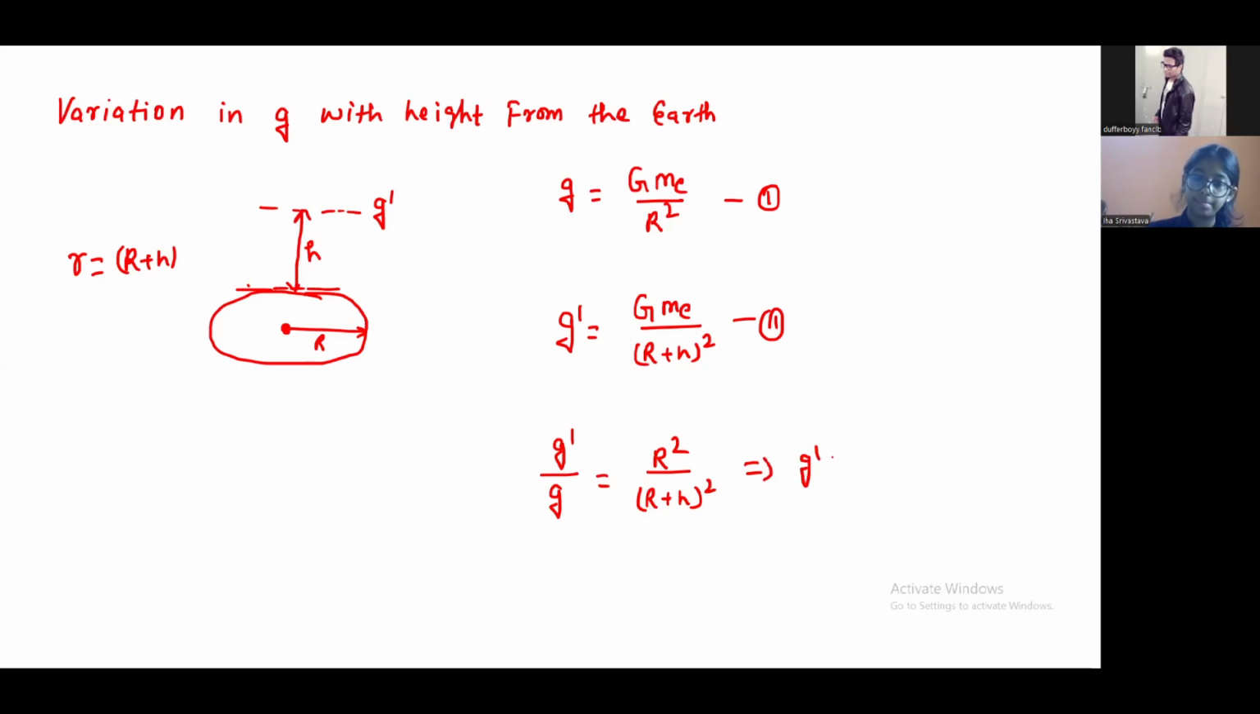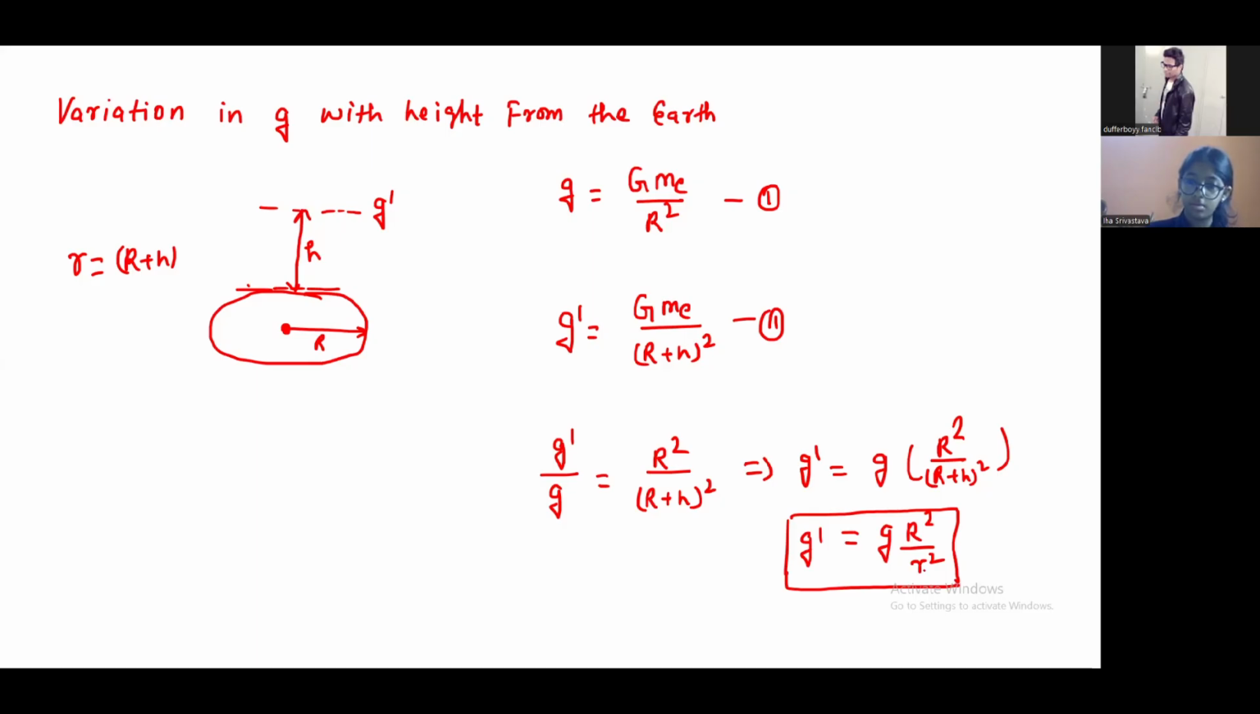Here we will get g dash is equal to, first we write g R square by (R plus h) square. Now we convert that and we get g R square by small r square. Okay, here you see, when we increase the small r value, the value of g will decrease. So when we are moving from the earth surface, the value of g decreases.